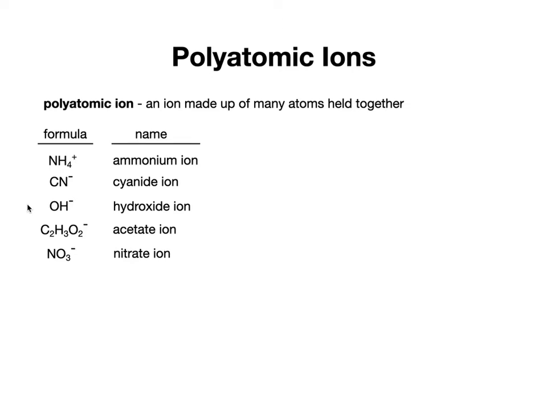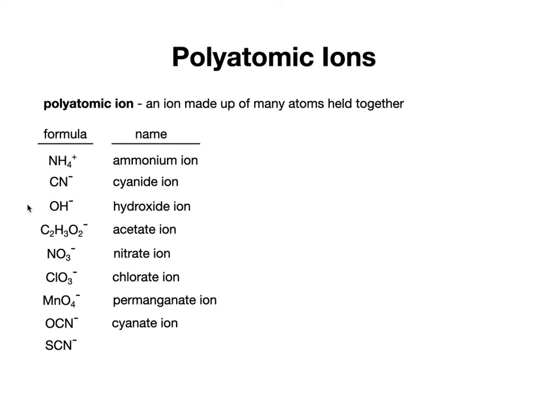NO3 minus is the nitrate ion. ClO3 minus is the chlorate ion. MnO4 minus is the permanganate ion. OCN minus is the cyanate ion. SCN minus is the thiocyanate ion. HCO3 minus is the bicarbonate ion.